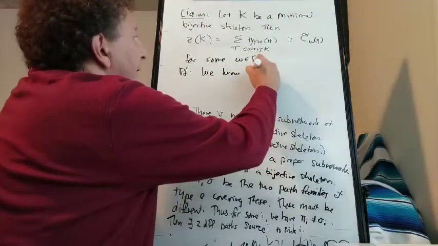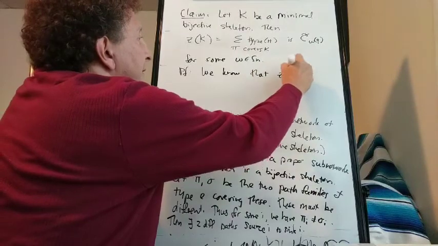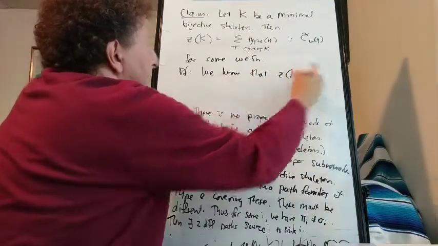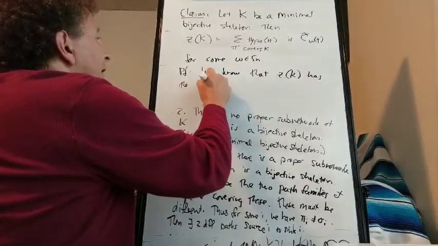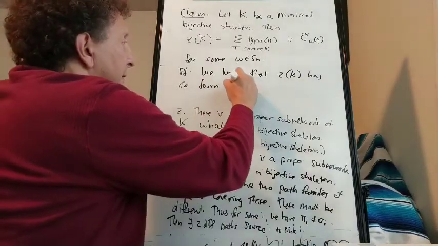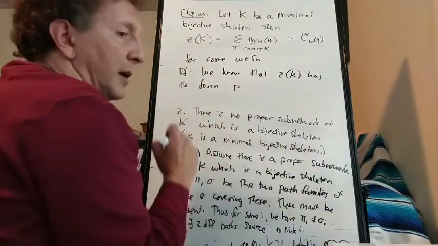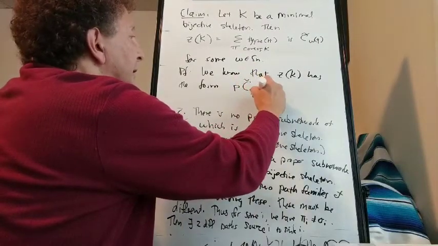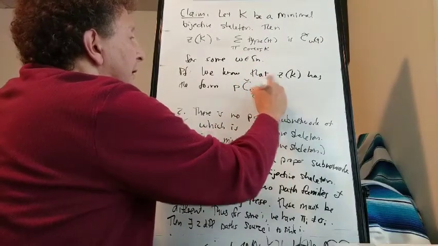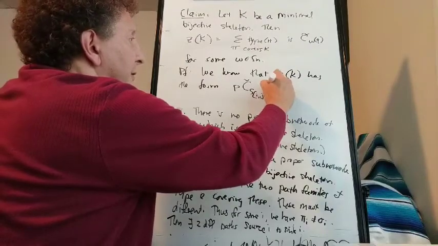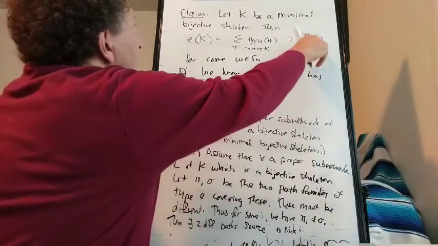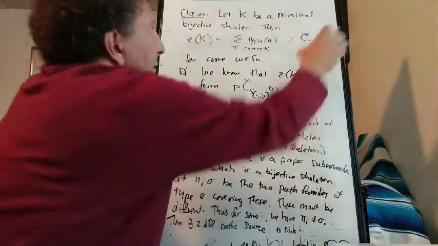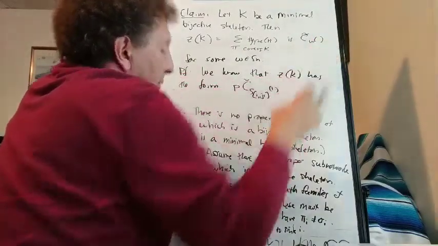So we know that z of K has the form p times a product of Kazhdan-Lusztig basis elements indexed by reversals. Oops, I'm sorry, this should be 1 here. We're not doing anything with q's.